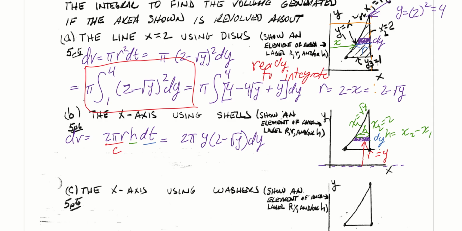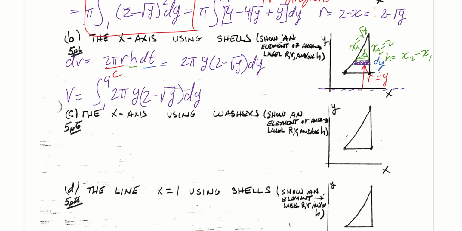dy. So volume, in this case, is going to be the integral, and again, it's all in terms of y still, so it's going to be the integral from 1 to 4 of 2 pi r, which is y, and h, which we said is 2 minus the square root of y, times the thickness dy.